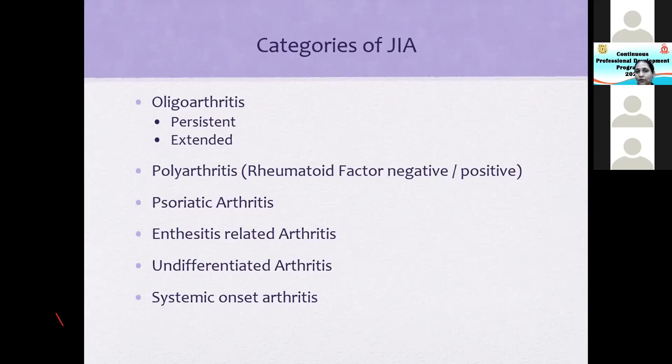Polyarticular JIA could either be rheumatoid factor negative or positive, and we can have psoriatic arthritis, enthesitis related arthritis, undifferentiated, as well as systemic onset juvenile idiopathic arthritis, which is a more systemic disease with maybe pyrexia of unknown origin.